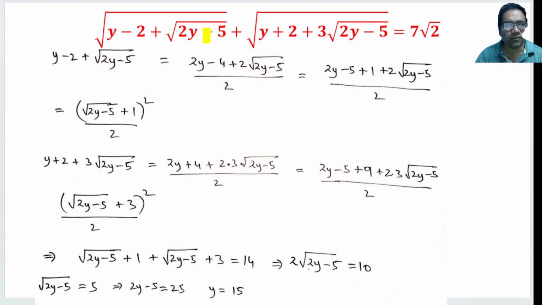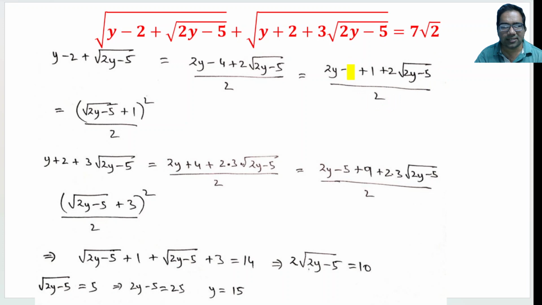We now want 2y minus 5, and we have 2y minus 4. Let's add 1 and subtract 1: 2y minus 4 plus 1 minus 1. Then this becomes 2y minus 5 plus 1. We are just adding and subtracting. Firstly, we multiplied and divided; now we add and subtract. This is 2y minus 4 only, right? It is written this way, then plus 2 under root 2y minus 5 by 2.